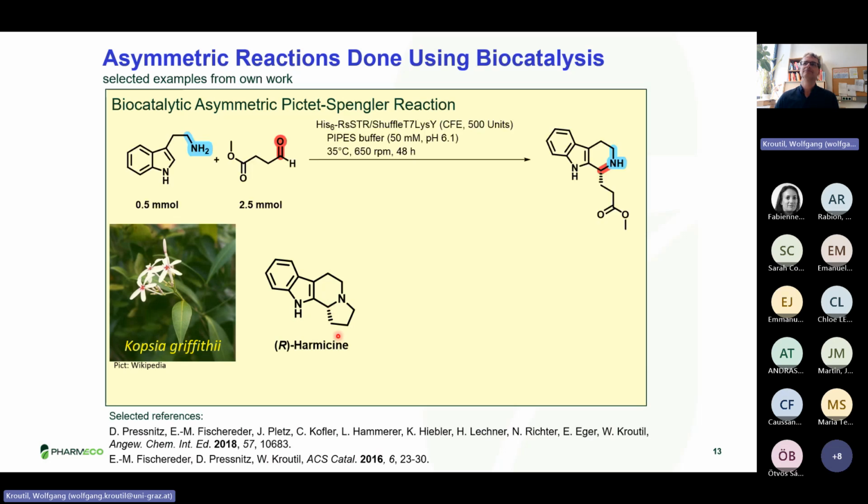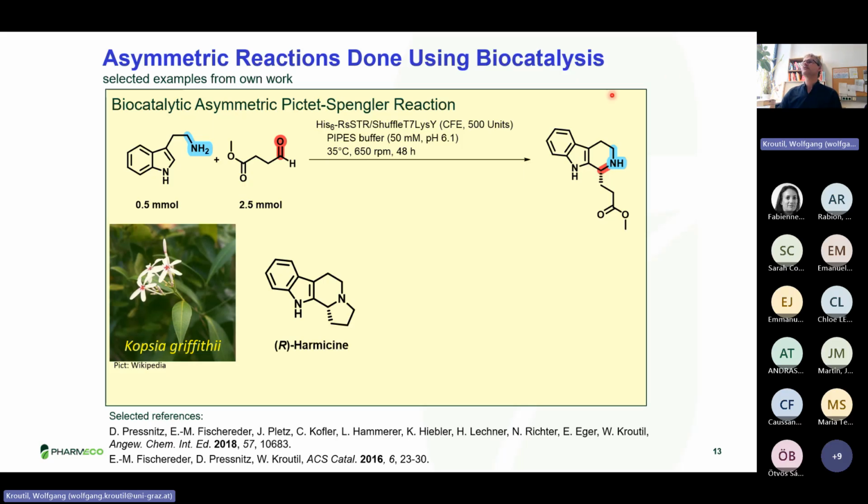And as tryptamine is commercially available, and also this special aldehyde was available, we found an enzyme which can indeed catalyze the Pictet-Spengler reaction, setting up this stereogenic center. So we don't need any directing group, we don't need any chiral auxiliary.